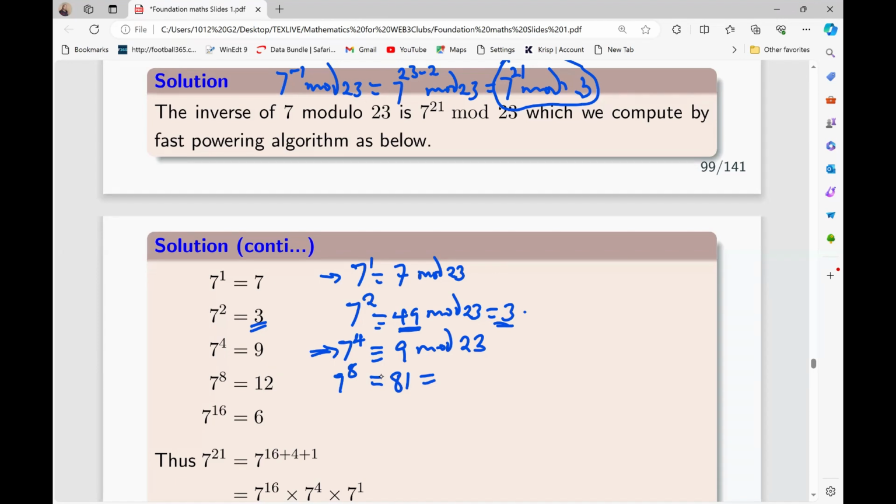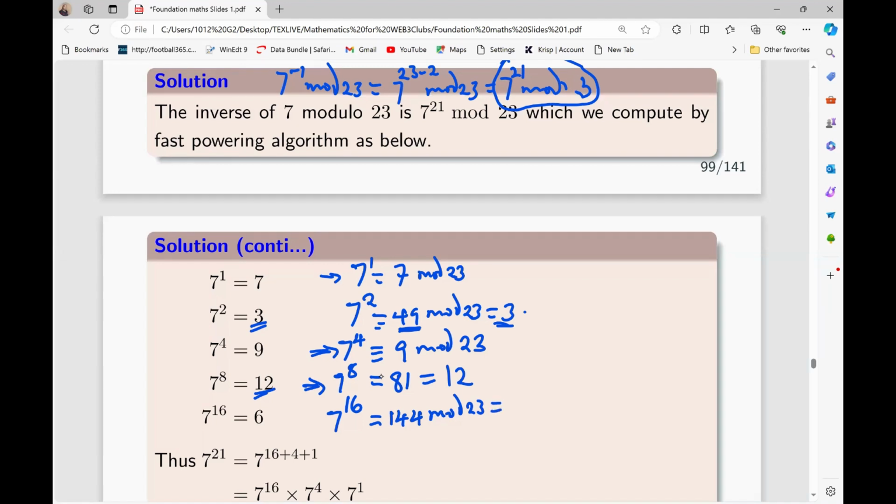Now, 81 divided by 23. What is the remainder after going there 3 times? The remainder is 12. That's what I wrote here. Then again, square this line to get the next line. 9 raised to 16 is the same as 12 squared, which is 144. We are doing it mod 23, which means we are dividing by 23 and noting the remainder.